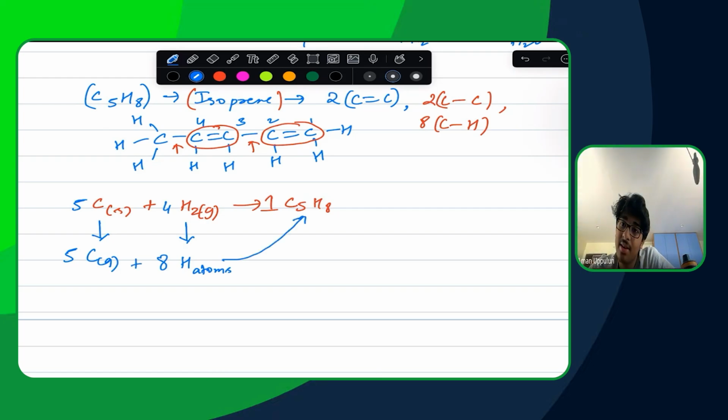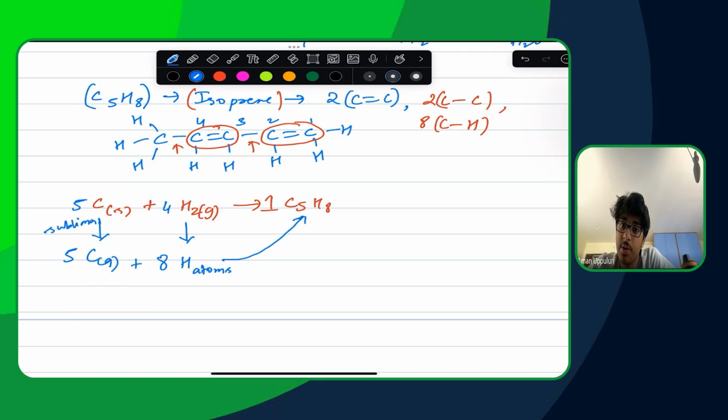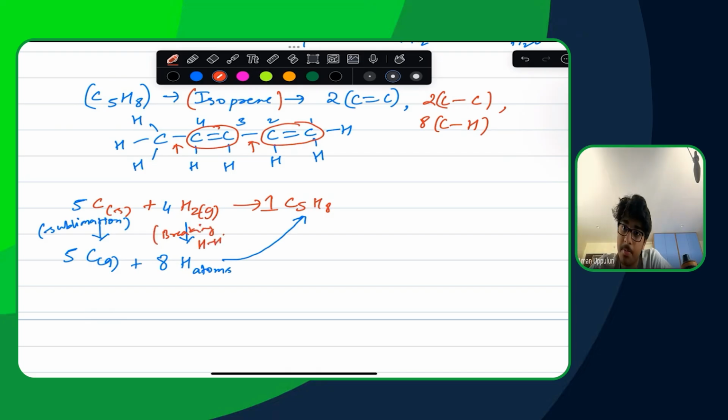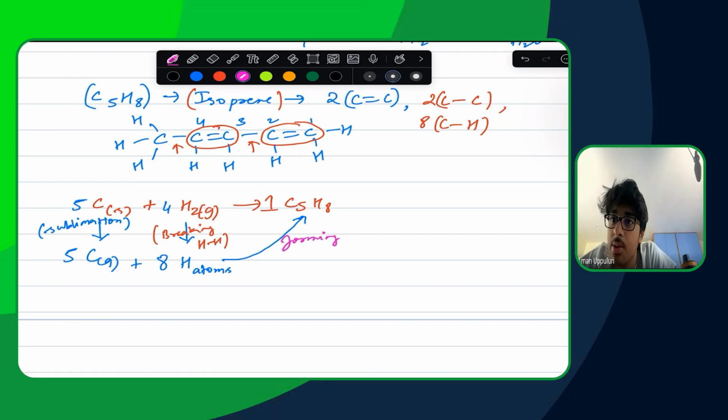Now this process is going to be sublimation, the 5 into the given. And this is where I am breaking what? H single bond H, 4 of them. Correct? And what am I forming here? 2 C double bond C, 2 C single bond C, and 8 C single bond H.